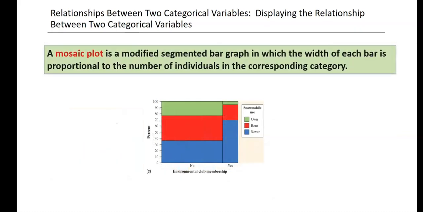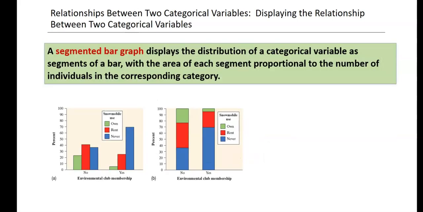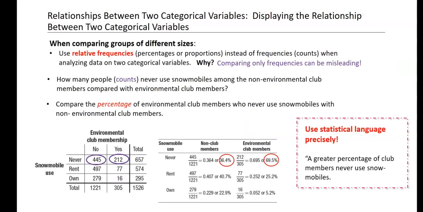This is called a mosaic plot. It's kind of interesting. It's similar to a side-by-side bar graph, but the width tells you the proportion, I guess I should say. It doesn't tell you the amount. We can't tell if there's 1,000 people or 10,000 people here. We can tell that there were a lot more no's than yeses. So if you look back at the data here for a second, you can see there are 1,221 no's and 305 yeses. There are a lot more people that are not members of the club than are, right?